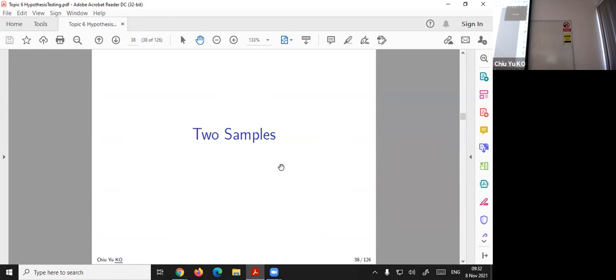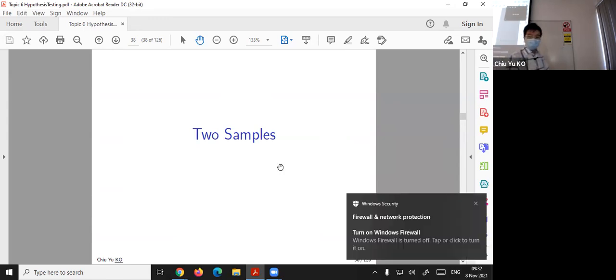So I guess we have been in hypothesis testing for so long, so I don't think I need to review what hypothesis testing is, what null is, what alternative is, what the p-value is, what the critical value is, how to reject those. But instead, I would just go straight ahead to two samples.